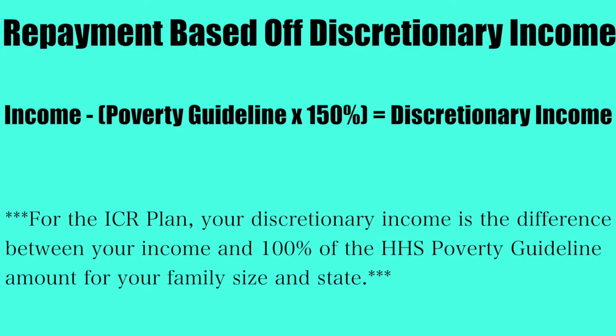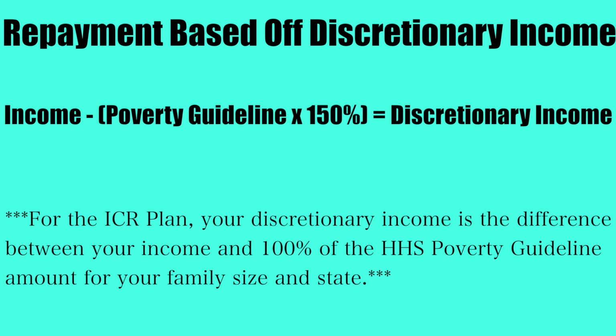Then there's the income-driven repayment plans, which fall under 4 different repayment plans: REPAYE, PAYE, IBR, and then ICR. Each one of these repayment plans is based off of your discretionary income, which is defined as the difference between your annual income and 150% of the poverty guideline for your family size and state of residence.